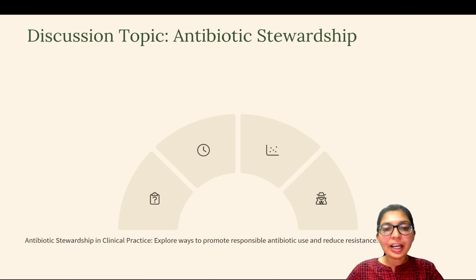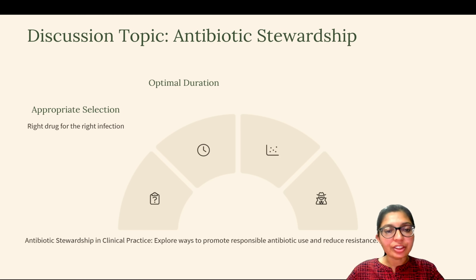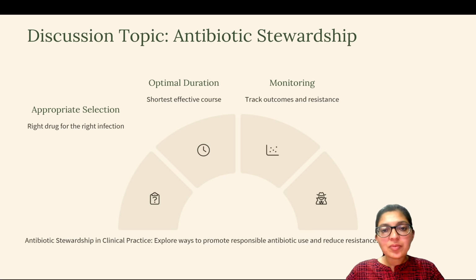Discussion topic of antibiotic stewardship. First one is appropriate selection: the right drug for the right infection. Optimal duration: the shortest effective course so that resistance cannot develop. Monitoring: track outcomes and resistance. And last one is education: provide awareness to the patient and even to the family members.